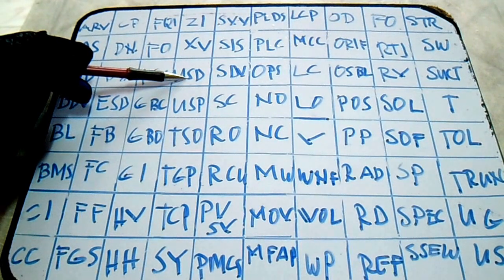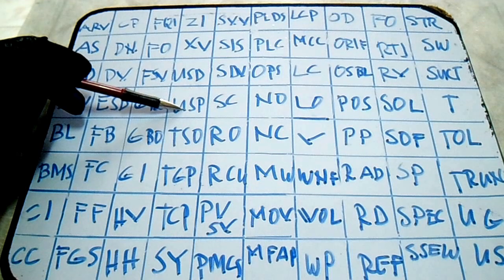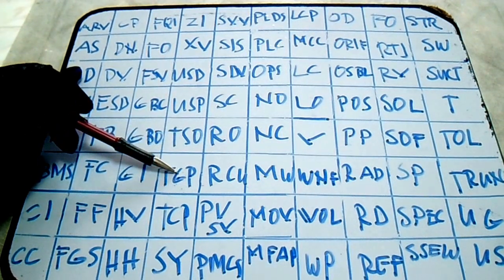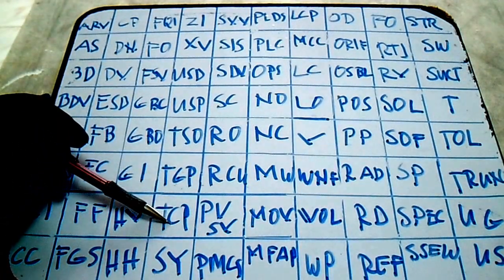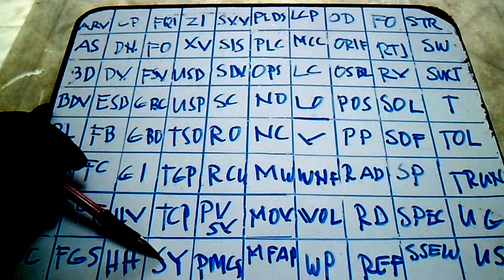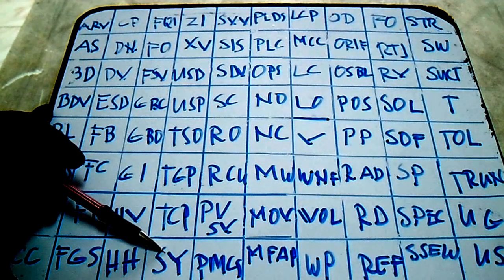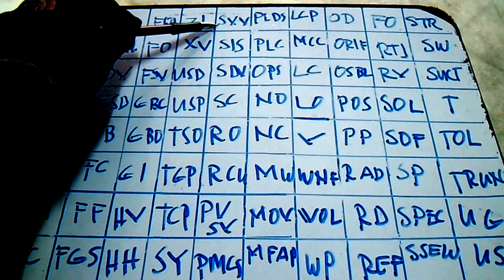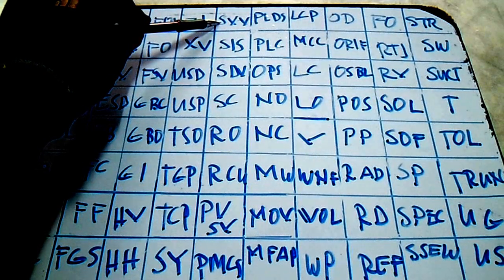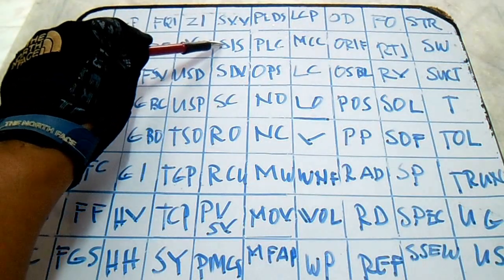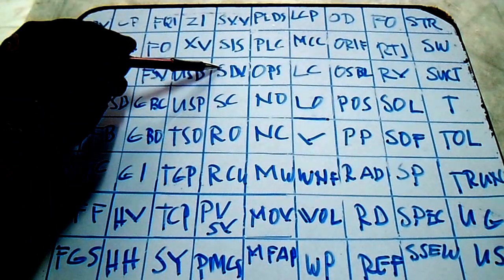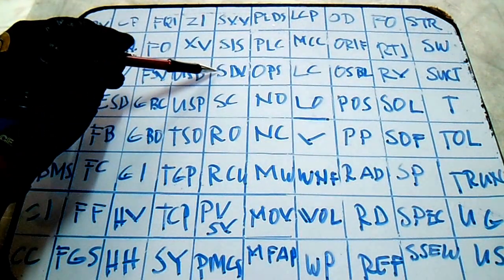USD, unit shutdown. UCP, unit control panel. TSO, tight shut off. TGP, turbine generator panel. TCP, turbine control panel. SY, hydraulic shutdown relay. XS, electric solenoid valve. SIS, safety instrument system. SDV, shutdown valve. SC, sample connection.